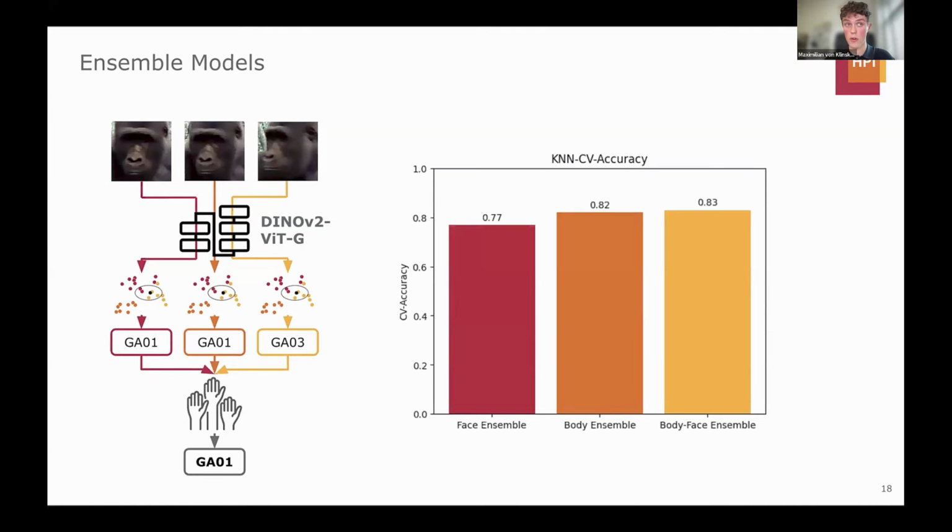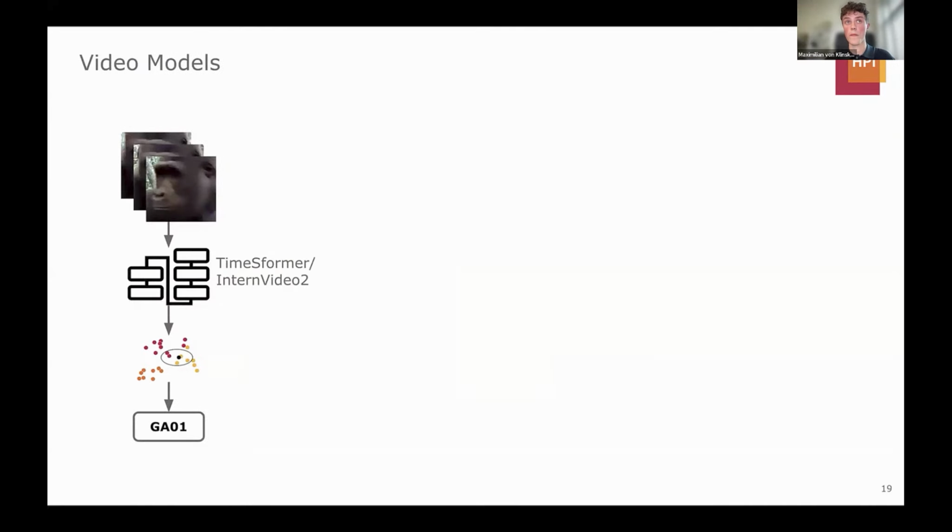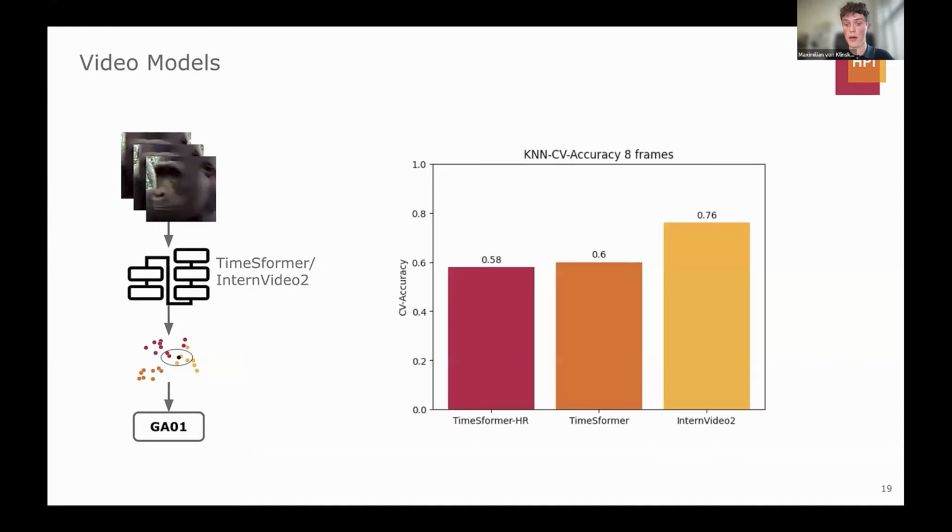And as the third option for the pipeline, we also tested out video models. And for this, we group crops together as video input, same for the ensemble. We tested out multiple models, but the most effective were TimeSformer and InternVideo. And actually, InternVideo is already very close to the models of the ensemble, which has the advantage of having the temporal aspect of the data, which the ensembles do not have.